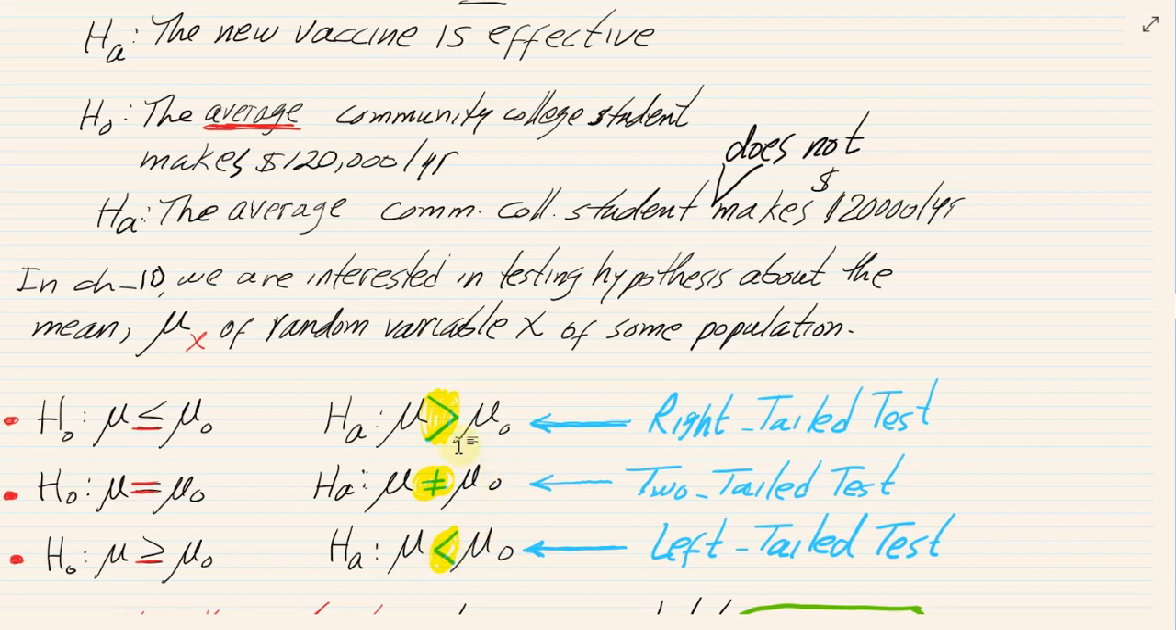Now, as far as categorizing or classifying the hypothesis test, the one where we have greater than in the alternative is called a right tail test. If it's not equal to, it's called a two-tail test. If it's less than, it's called a left tail test. What does this have to do with the tail? The reference here is to the tail ends of the probability distribution. Okay.